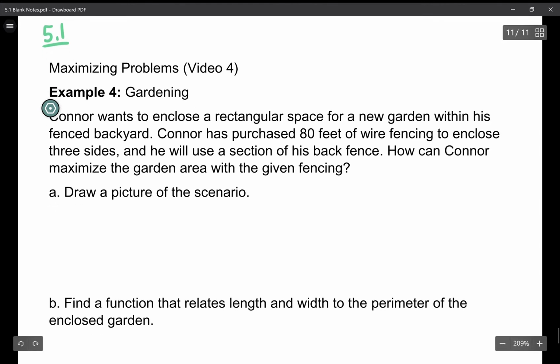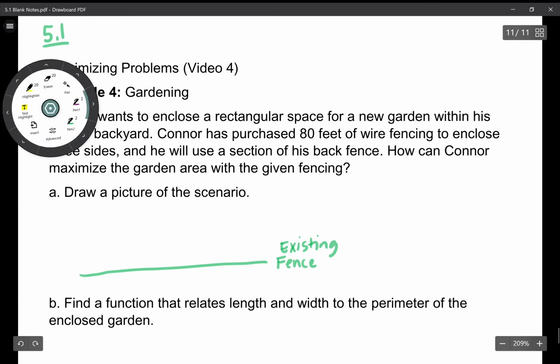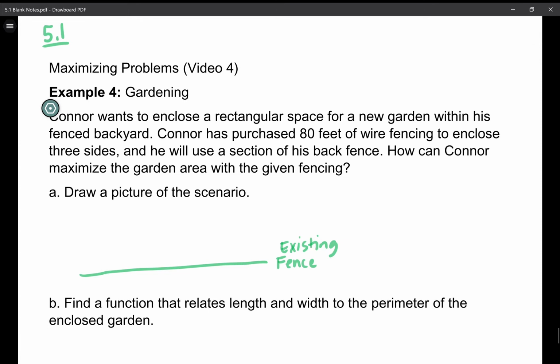So let's draw a picture of the scenario. This is really helpful to me in a lot of story problems. So let's say this is his backyard, and here's the existing fence. And he wants to, within this, fence a rectangular space for a new garden.